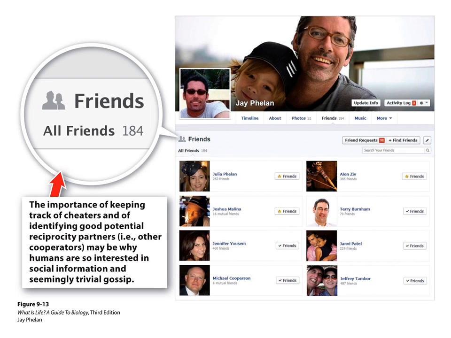The importance of keeping track of cheaters and identifying good potential reciprocity partners, people you kind of want to have be your friends, may be why humans are so interested in social information and trivial gossip. So as with many of the complex behaviors of humans, they probably use some basic rules when making decisions about reciprocal altruism, which might include keeping track of all available social information to best identify any promising individuals with whom to engage in altruism. This includes information about health, generosity, social status, and reproduction.